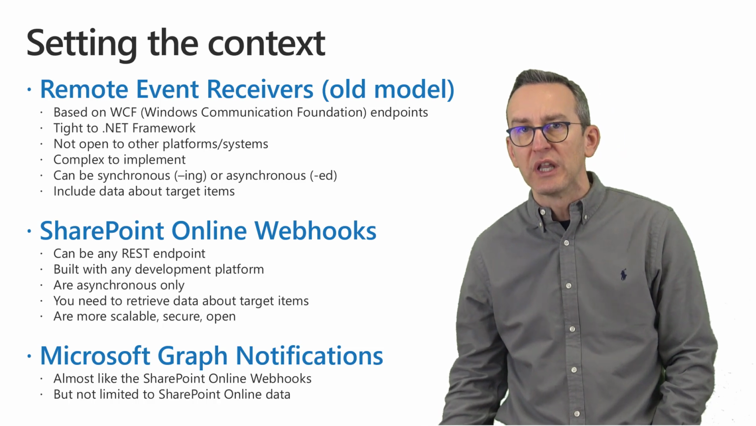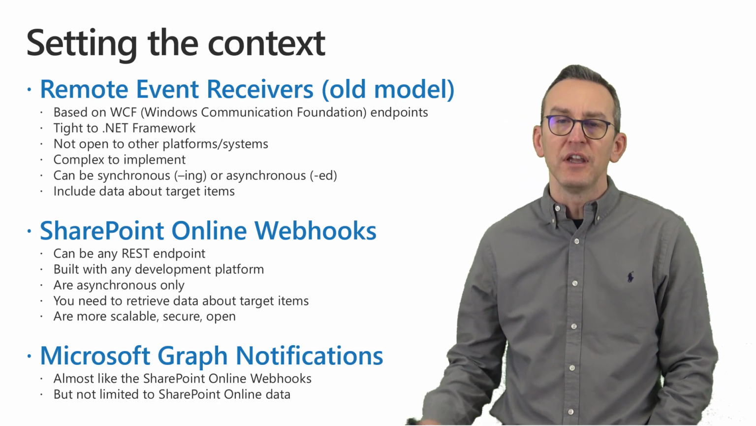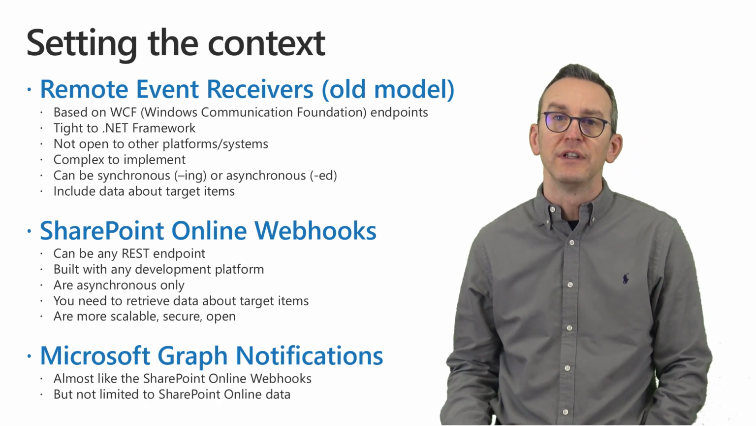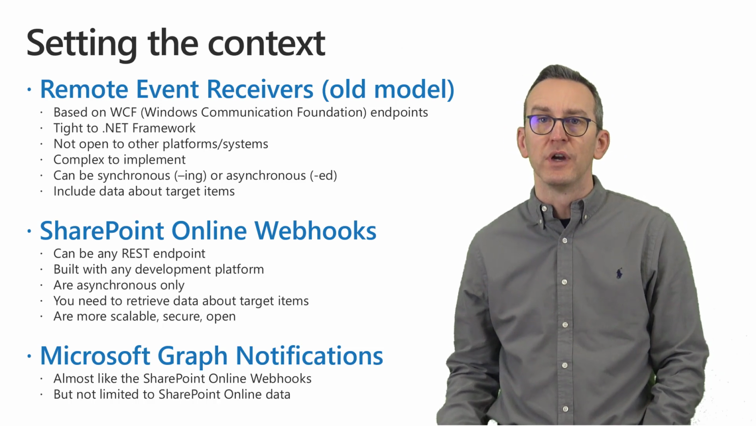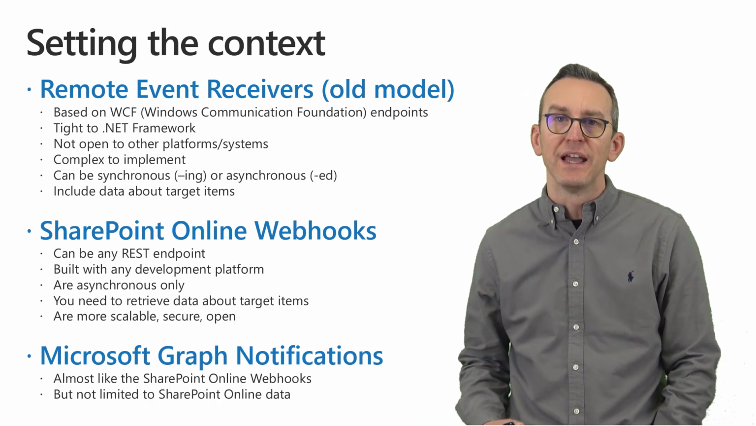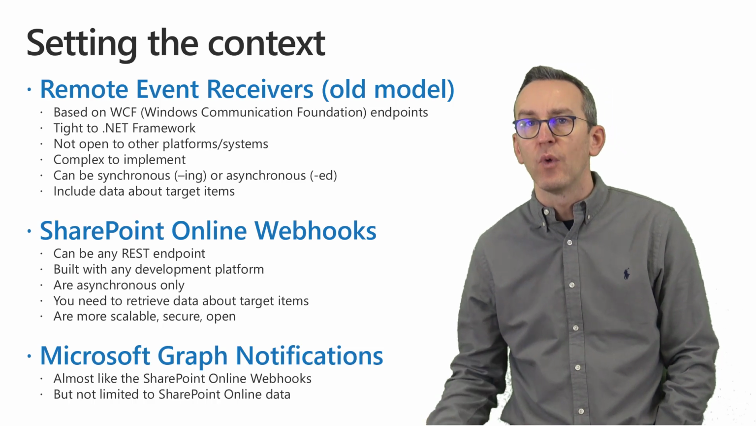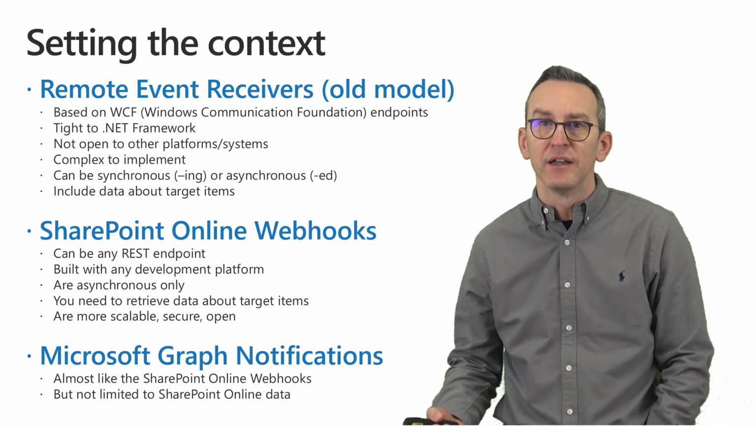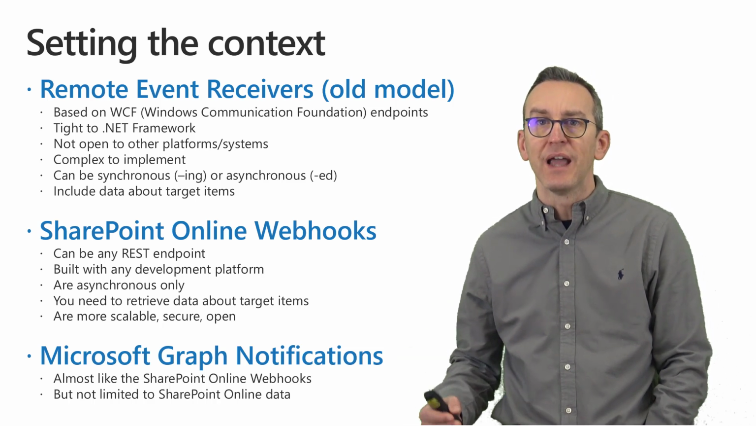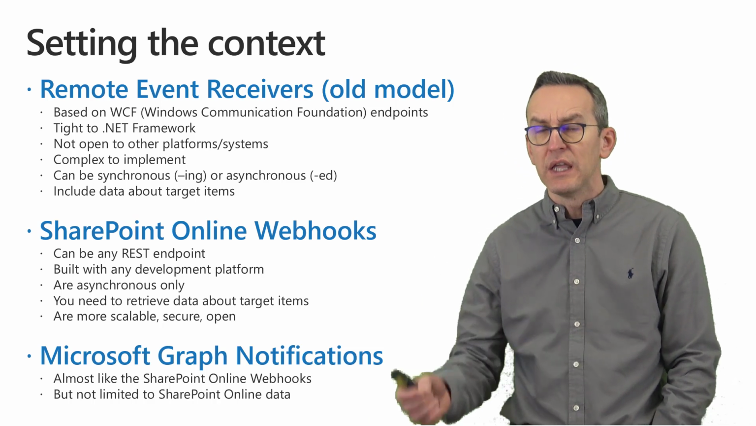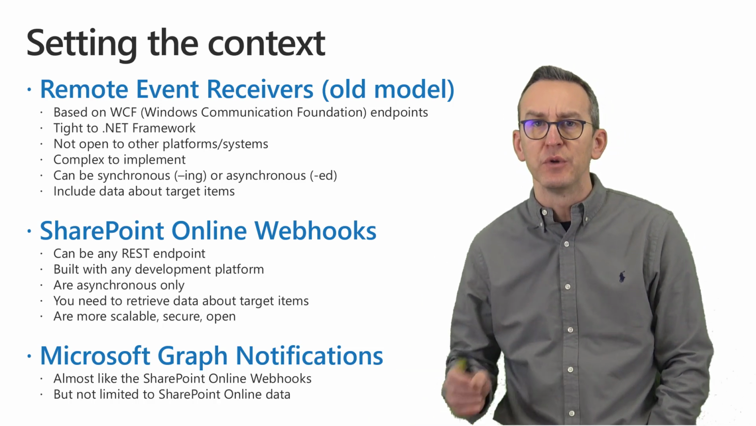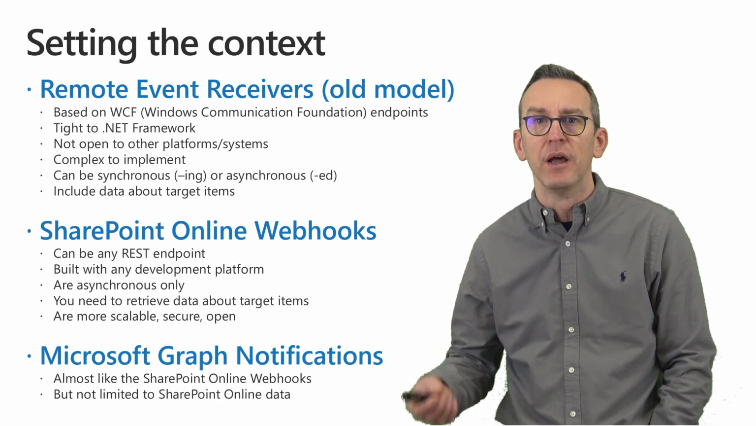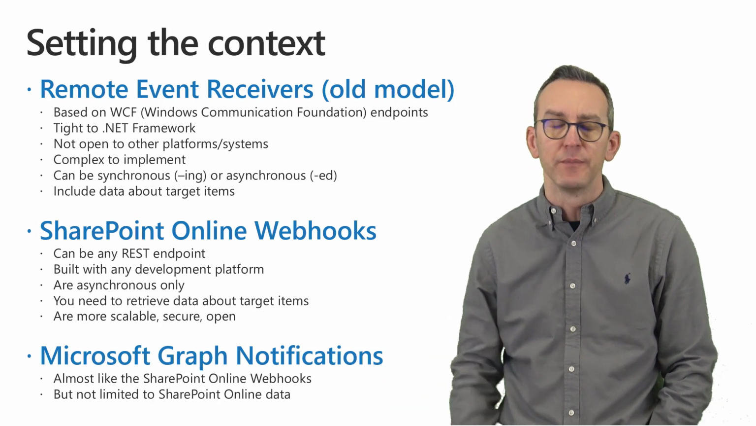It was able to create and manage synchronous or asynchronous events. The synchronous events were also called the ING events because they were those happening while we get notified. And the asynchronous ones were also called ED events because they were the events happening after something had already happened. In a remote event receiver, whenever you get a trigger, you also get data and information about the target item for the event that got triggered.